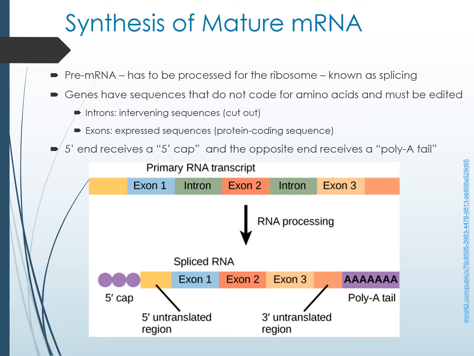Once these areas are spliced, the mRNA receives a 5' cap on the 5' end, as well as a poly-A tail on the opposite end. This tail is many adenines, hence the poly-A, and serves as a protection layer in addition to a signaling mechanism that it can be exported to the cytoplasm.